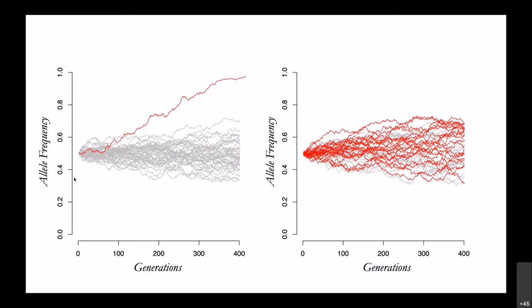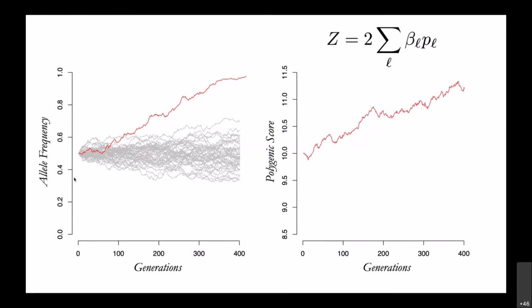But on the right, there's no individual site that stands out, and so our standard FST-like methods or sweep-based methods aren't going to detect these signatures. However, if we take all of the sites that contribute to the trait under selection and add up their contributions to the trait, weighting by the effect that they have on the trait, this is our polygenic score here.